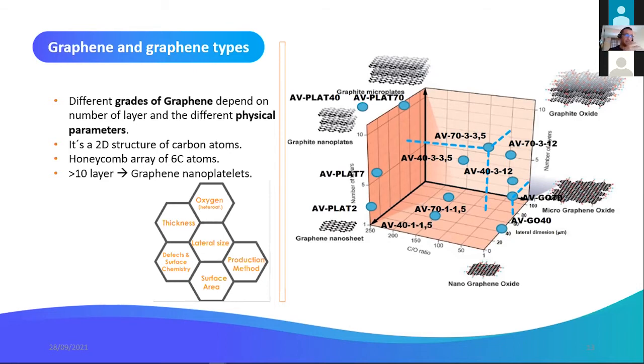The characteristics of graphene are focused on different parameters like the oxygen content, thickness, lateral size, the defects on the surface, and the production method. It means that depending on the grade, the properties of the graphene could be one or another. For example, a high number of defects on the surface is worse for the thermal conductivity. In the right graph, you can see different grades that we have in our portfolio and the main characteristics of each grade.